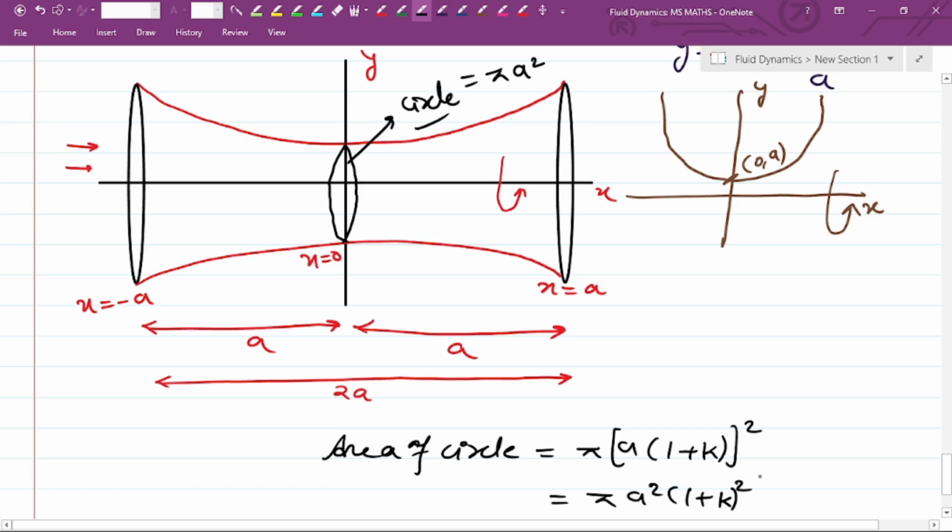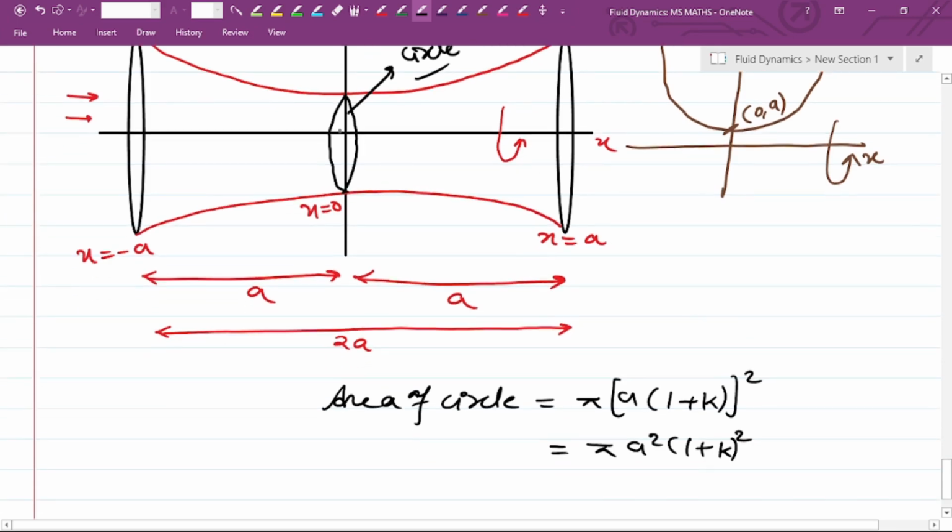How is it the radius? Basically the concept is that when a 2D geometry revolves about an axis, it generates a 3D shape. So it is pi into y, and the radius is 1 plus k. So a into y, then y is 1 plus k square. So this will be the area of this section, that we have called pi a square, and this.